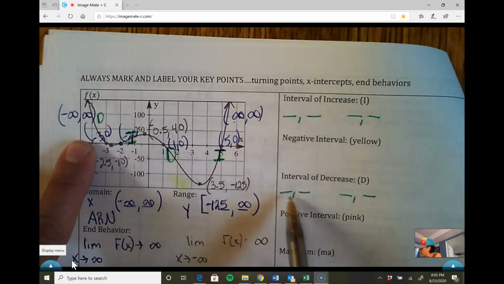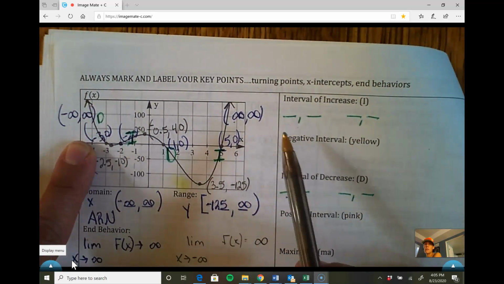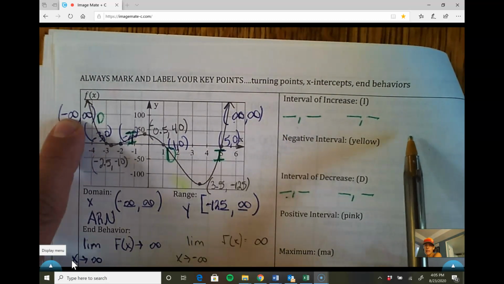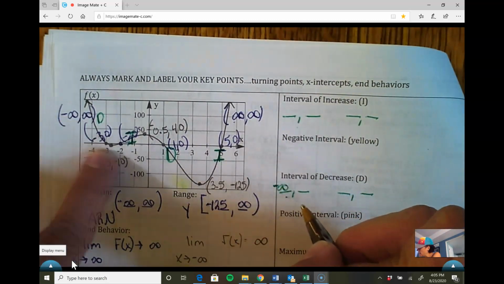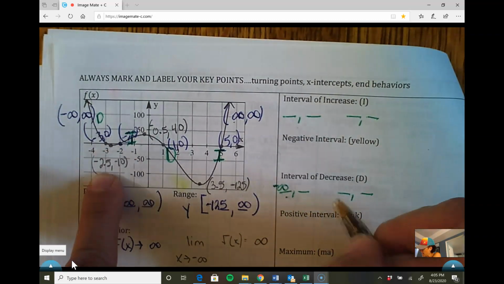So I'm going to start with the decrease, and we always use the x value. So it starts at negative infinity, and it decreases till I get to the bottom at negative 2.5.